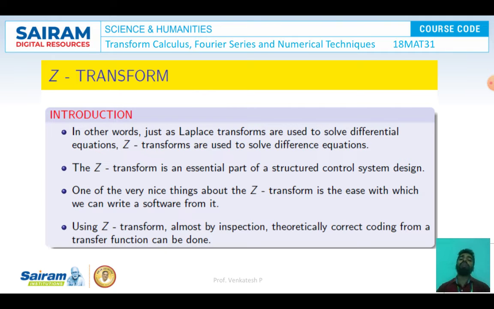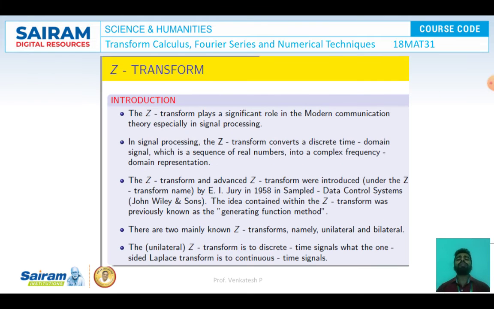Also, one good thing about Z transform is that it will be useful to write software. Also, Z transforms play a significant role in communication theory, especially in signal processing. In signal processing, the Z transform converts a discrete time domain signal, which is a sequence of real numbers, into a complex frequency domain representation.